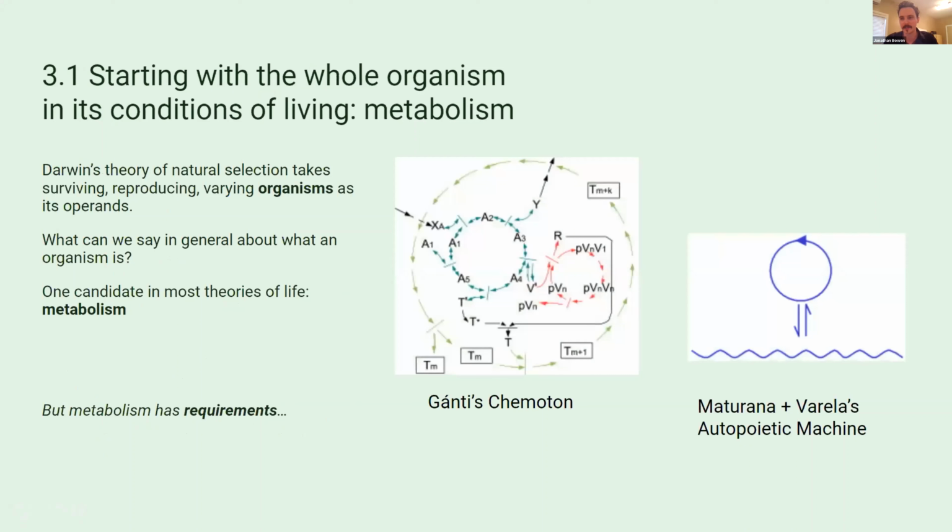Let's start with Darwin's theory of natural selection. This is how species originate. For it to get going, you need a population of organisms that are surviving, that vary, and that reproduce and pass on their traits. So what can we say in general about these organisms, the population that is evolving? Well, most theories that try to say something about what an organism is in general have this notion of metabolism.